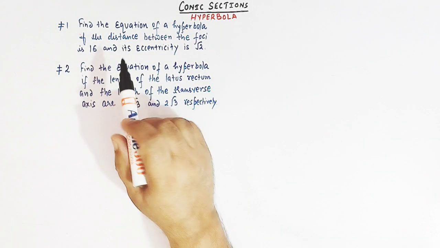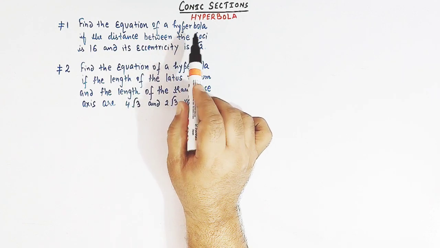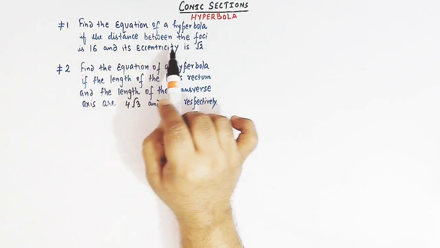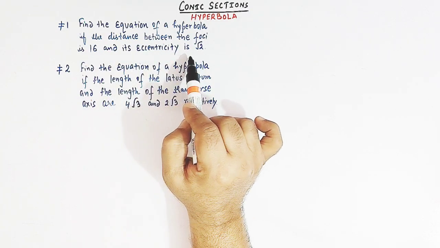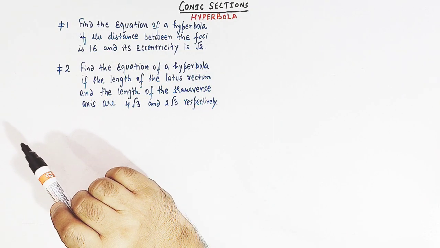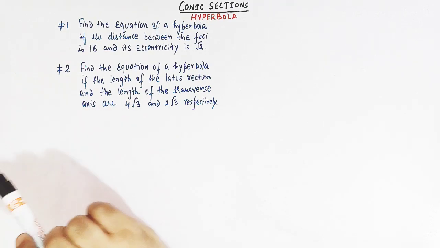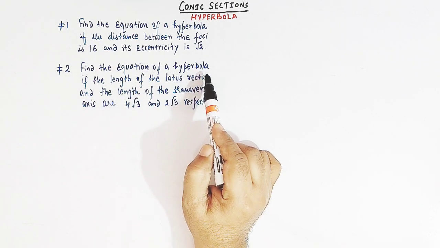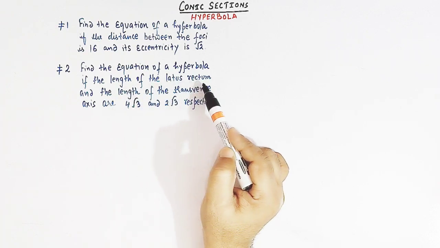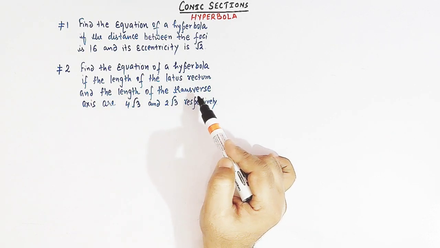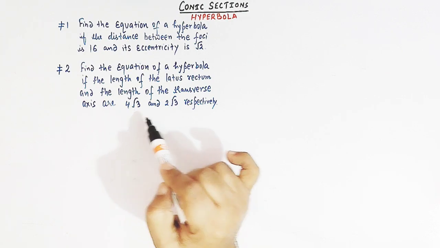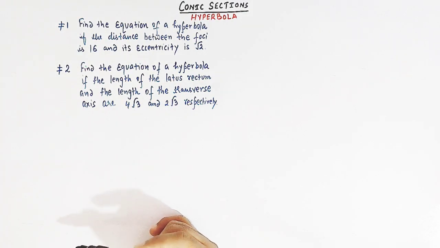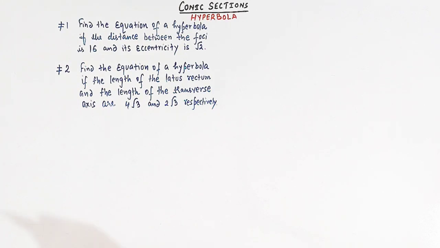So in the first problem we have to find the equation of a hyperbola if the distance between the foci is 16 and its eccentricity is square root of 2, right? And in the second problem we have to find the equation of the hyperbola if the length of the latus rectum and the length of the transverse axis are given as 4 times the square root of 3 and 2 root 3, right? So let us take the problems one by one.